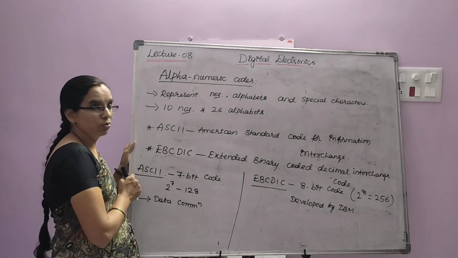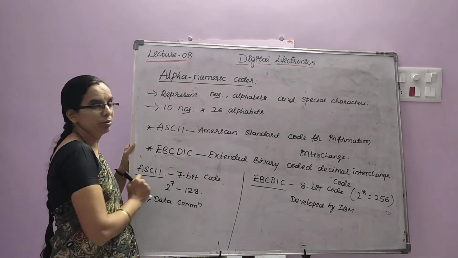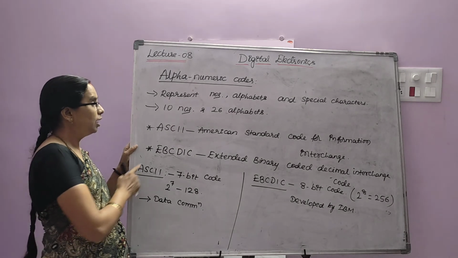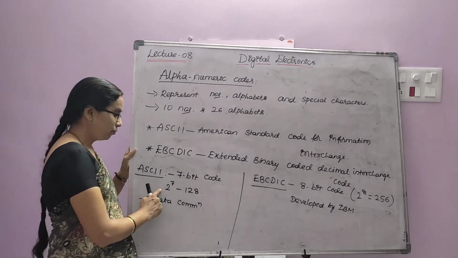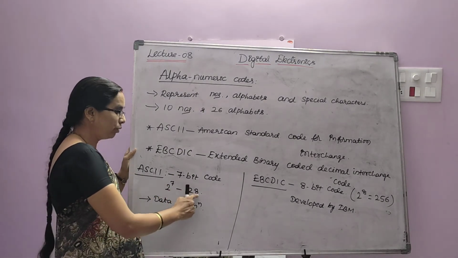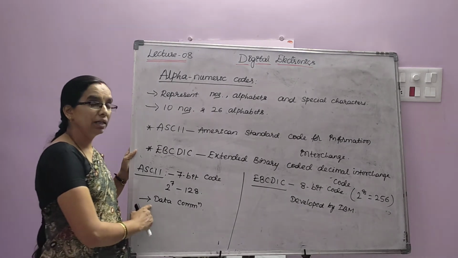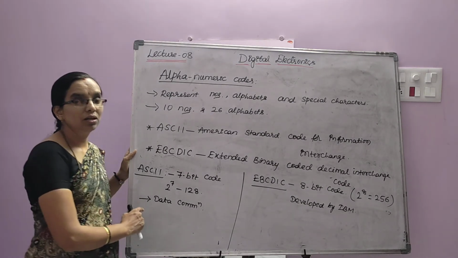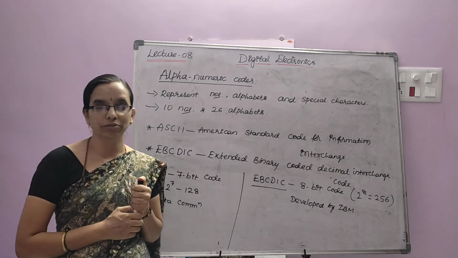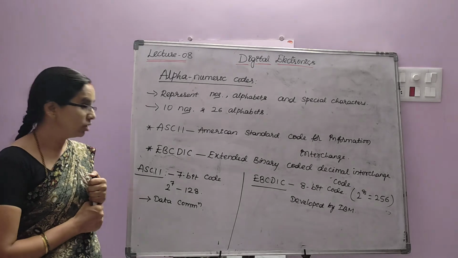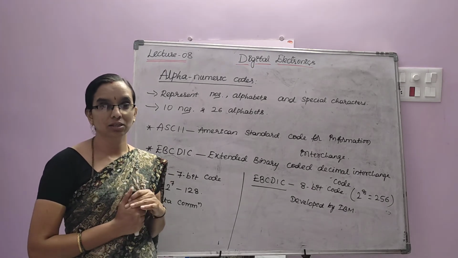In alphanumeric codes, we have ASCII and EBCDIC codes. ASCII is nothing but American Standard Code for Information Interchange. This ASCII code is a 7-bit code, so 2 power 7, that is 128 possible combinations, you can represent. It is mainly used in data communication. It's the most commonly used alphanumeric code worldwide, especially to represent data in the computer internally.